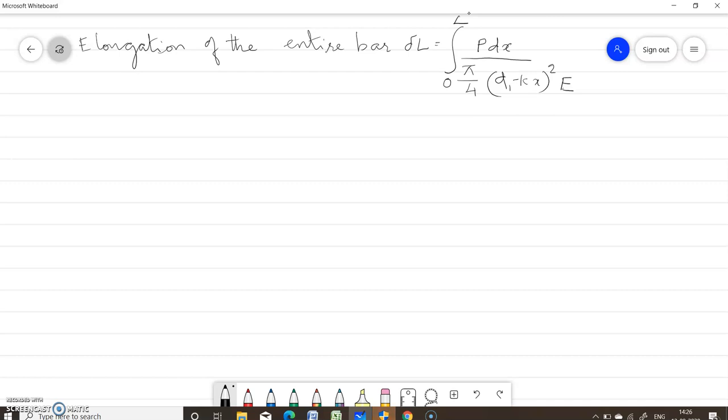So we can take the constants outside. So this becomes 4P by pi E into integral of 0 to L dx divided by (d1 minus kx) the whole square.